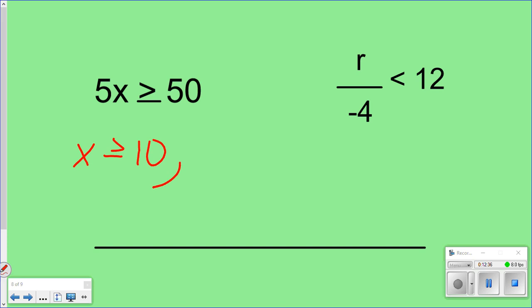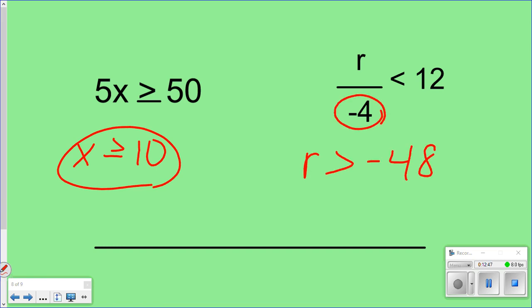Correct. Nice job. This is greater than or equal to 10. Nice try. What about this one over here? Gabe? That is correct. Notice that this number was negative, so you had to multiply by a negative, so you had to flip the sign. So make sure.